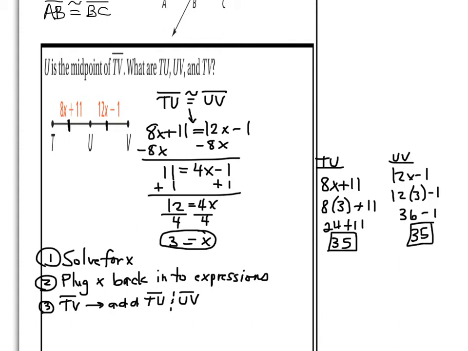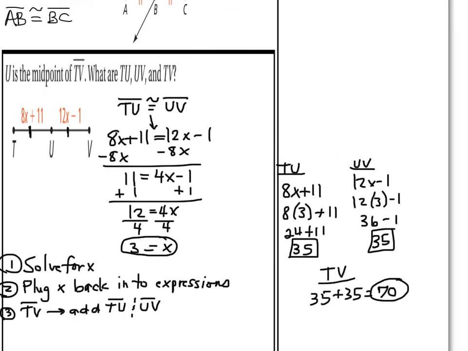And if TU and UV are both 35, then TV is going to be 35 plus 35, which is 70. Now there, you're using the segment addition postulate. So this is an example of how to use the midpoint to solve an example here.